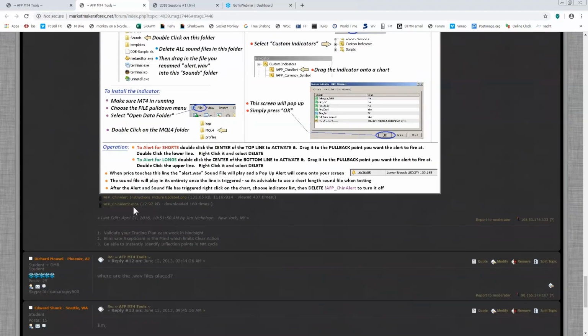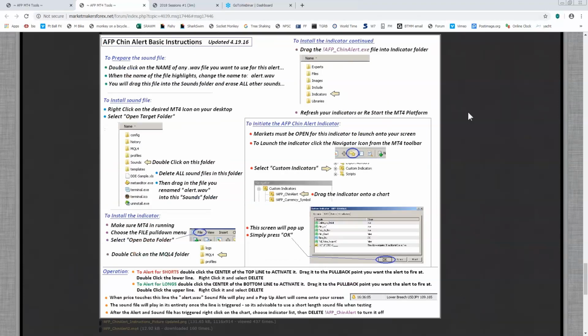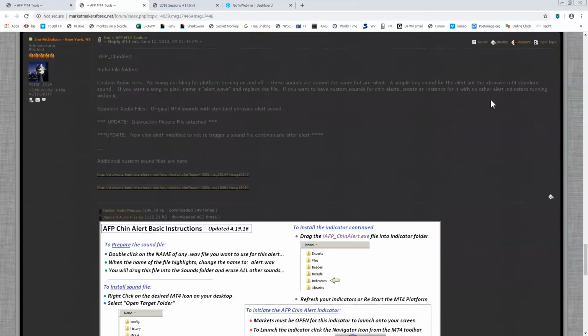Okay, it's an MQ4, so that means you can tweak it if you have to. And then, of course, the instructions. Make sure to load the instructions. It's all in there. I explain how to load it, how to use it.